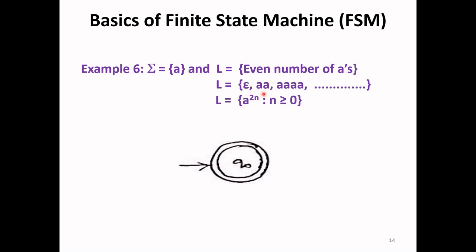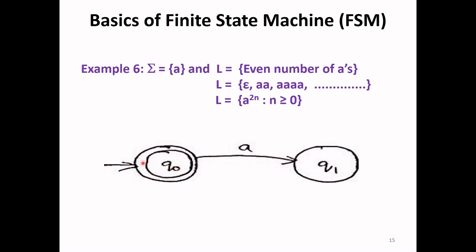Next, coming to string AA. If we come across 1A, then it must not be accepted. But if we come across 2 A's, then the string must be accepted. So how do we design this? So the initial state is a final state. We have one compulsory transition for input A going to state Q1. Then the string must not be accepted.